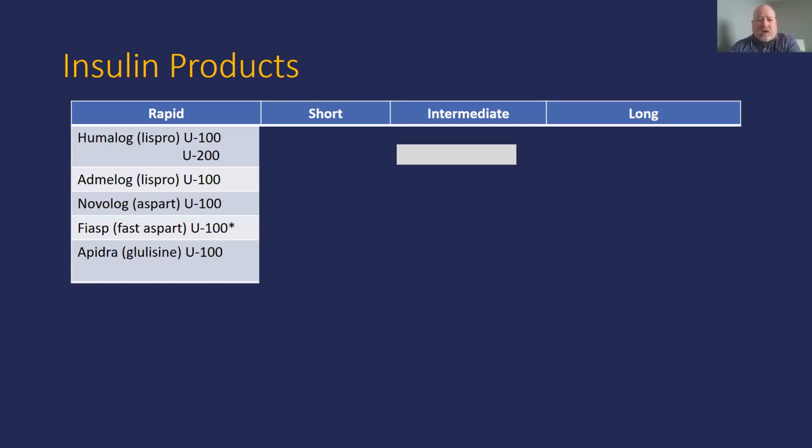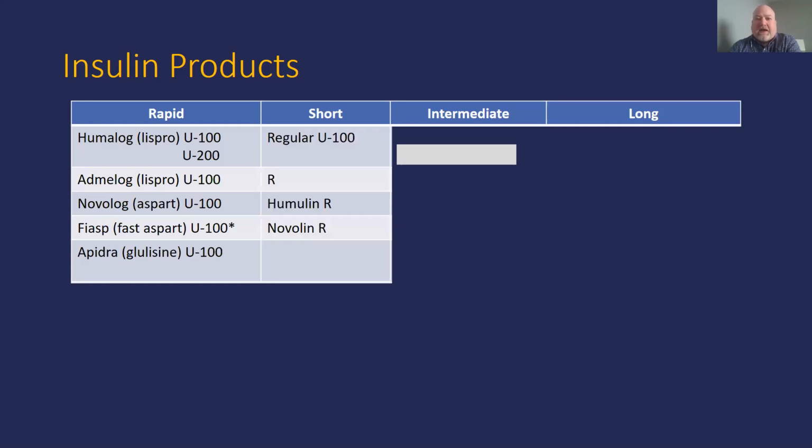Apidra is our other rapid-acting glulisine insulin. You could really think of using Humalog, Novolog, or Apidra interchangeably. They all work basically the same way. They're all rapid, and it really just comes down to coverage, which one you would select for the most part.